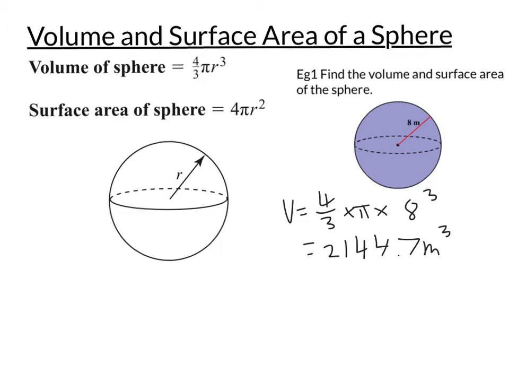For the surface area, there only is one surface in a sphere, and it's all curved, so we can write down that the area would be 4 pi r squared, 4 times pi times the radius squared, which would be 8 squared. And that gives 804.2. That would be meters squared.